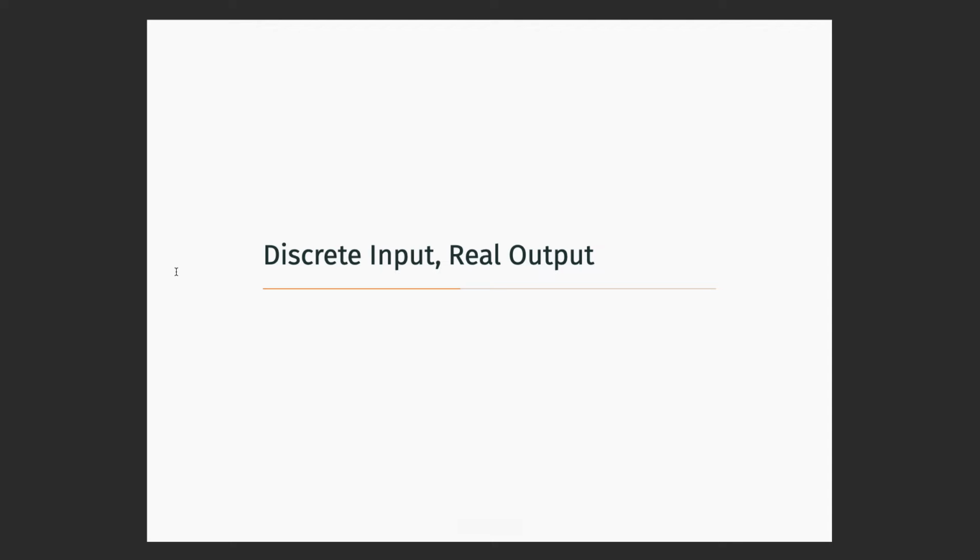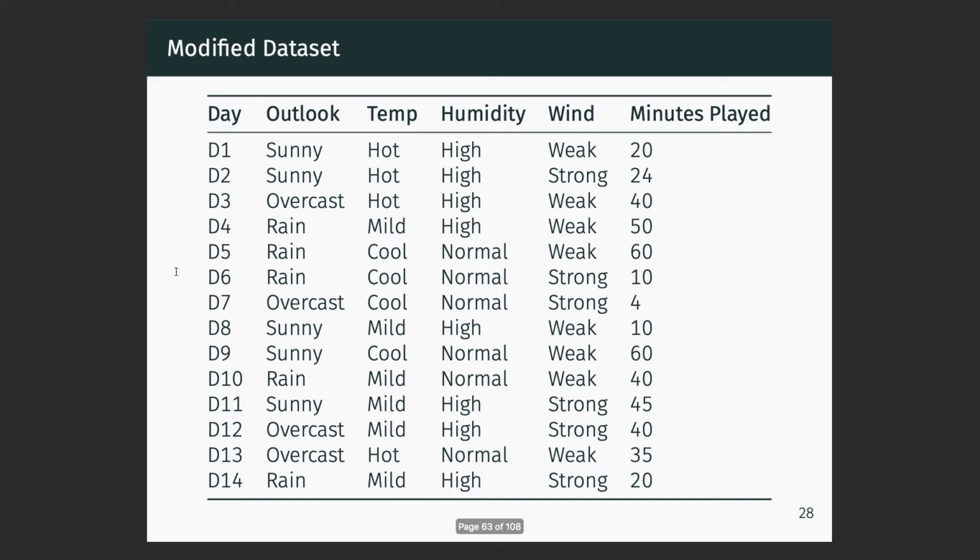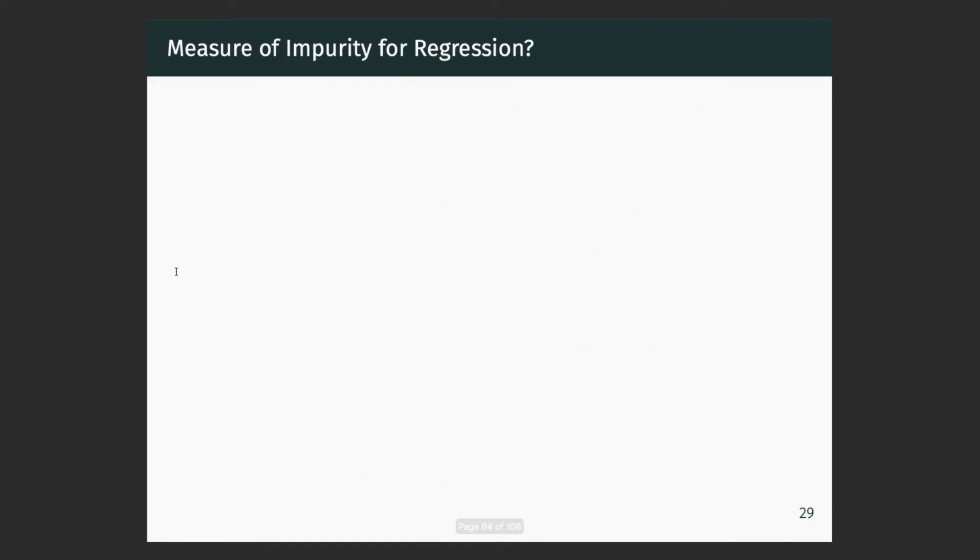Could you just modify the previous example to make the output variable real instead of discrete? Probability of playing, okay, you could do that. What about the number of hours you play in a week? You could do something like that, or number of minutes you play. So that is the example that I have over there. Everything else in the table remains the same. I have randomly put some numbers for the minutes played. So they may or may not make sense in many of the cases, but this is just for illustration.